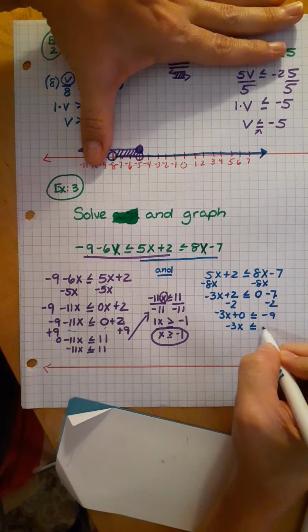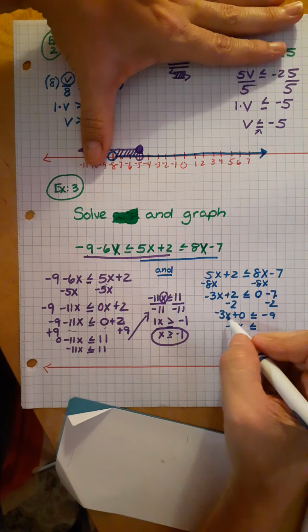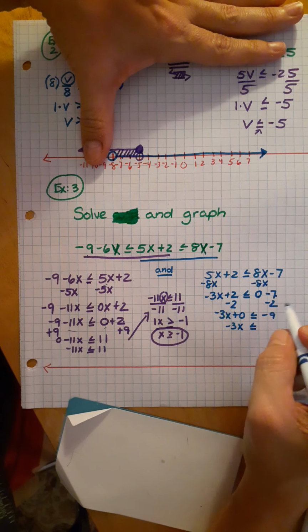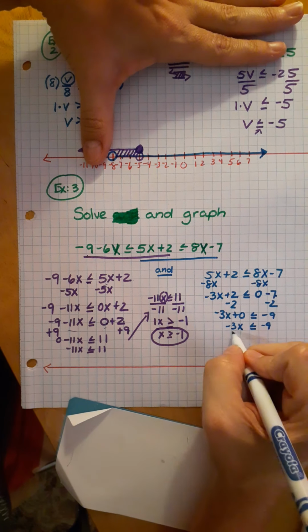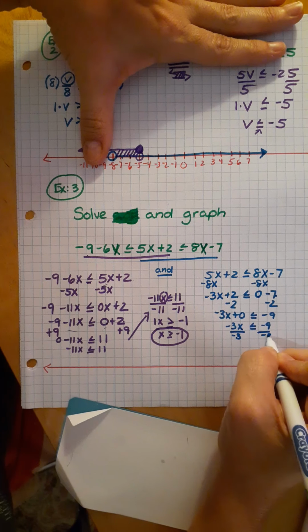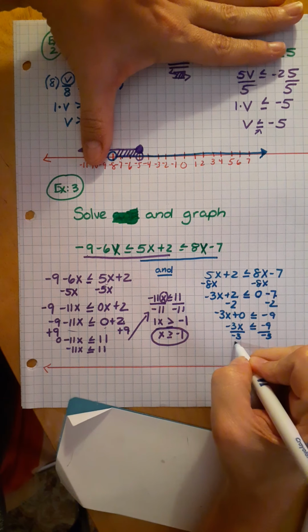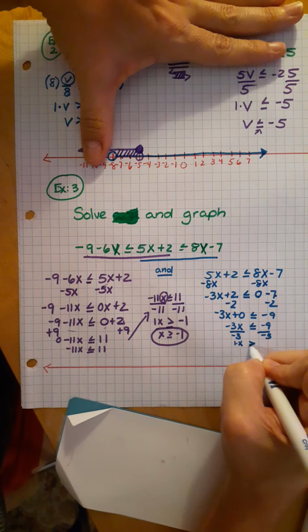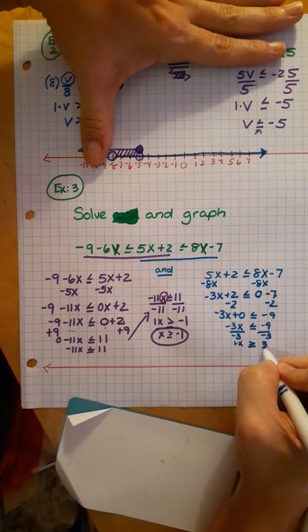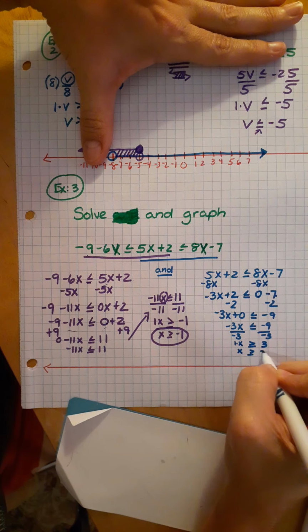-3x less than or equal to. Did I flip it? No, I can't flip it yet. I haven't multiplied or divided by a negative number. -9. Now I divide by a negative number. Ta-da! And it gives me 1x flipped greater than or equal to 3. That's x greater than or equal to 3.